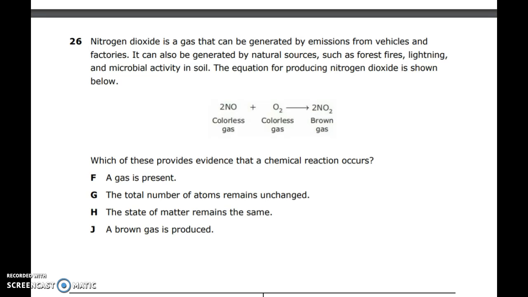F. A gas is present. G. The total number of atoms remains unchanged. H. The state of matter remains the same. J. A brown gas is produced.